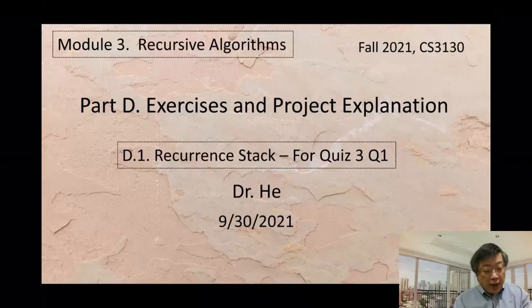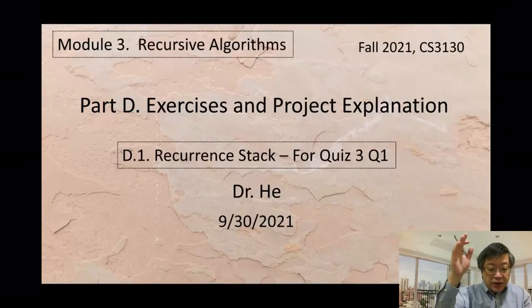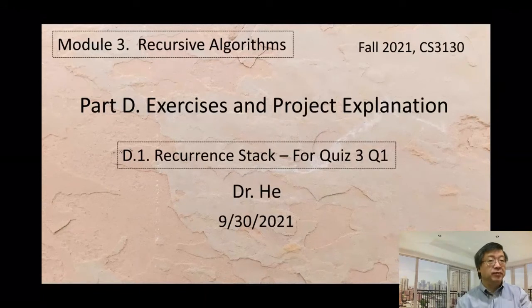Start part D of module 3, exercises and project explanation.